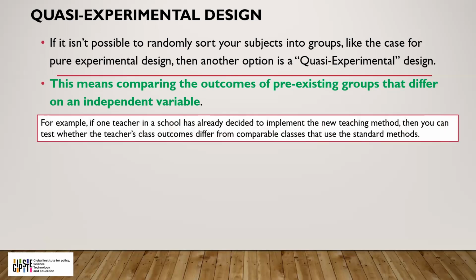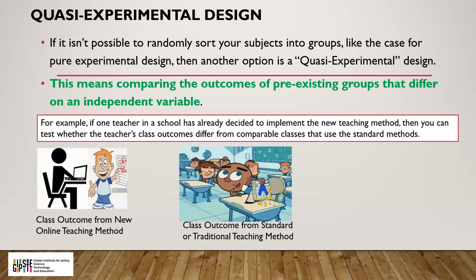So, for example, if one teacher in a school has already decided to implement a new teaching method, then already you have a group. Then you can test whether the teacher's class outcome differs from comparable classes that use the standard methods. So in this case, you compare the class outcome from the new online teaching to the class outcome from the standard or traditional teaching method. The groups have already been created, so you just compare the two outcomes.